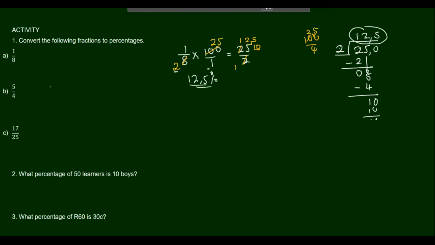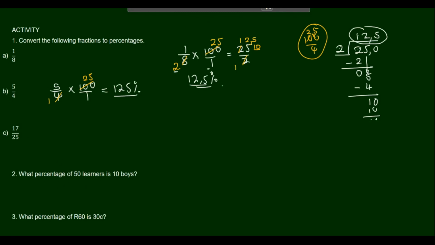B, we have 5 over 4 times 100 over 1. You can say the highest common factor between 4 and 100 is 4. So 4 into 4, 1. Then 4 into 100, that's 25. We did the division of 100 by 4 there. So we're left with 5 times 25. 5 times 25 is 125. So our answer is 125%.